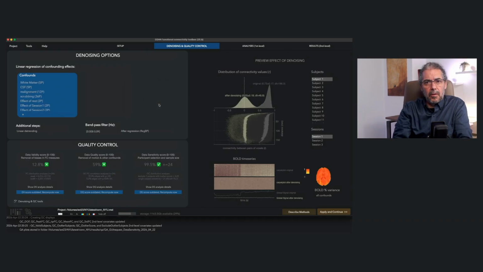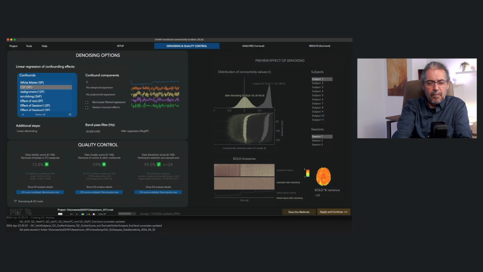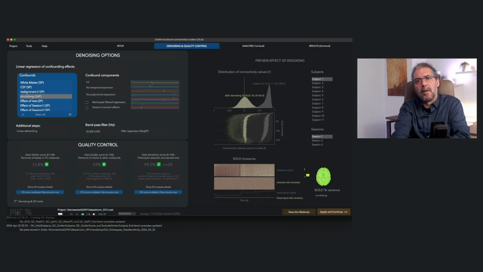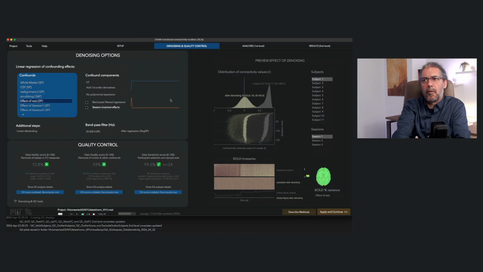By default, conn will provide a relatively good denoising strategy that works in many cases, and it provides a very good starting point for most datasets, or at least in my experience. These default options are specified by having anatomical core components, white matter, and CSF from 5 components from each area. We also have realignment parameters plus the first order derivatives. We have scrubbing parameters, removing outlier time points, and then we have the effect of rest, removing the potential influence of the first few scans instabilities within each individual session. So let's see how that works.